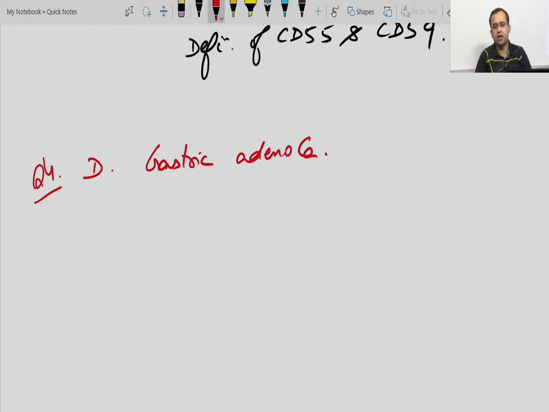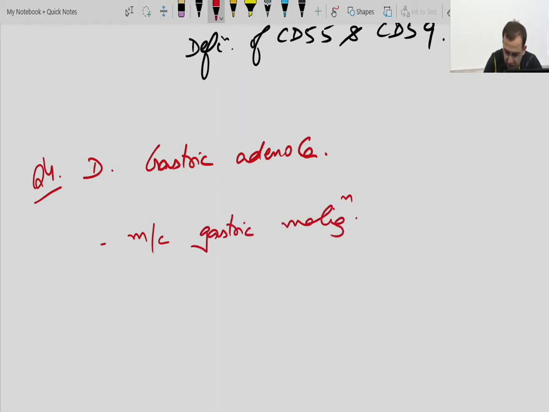So let us start with gastric adenocarcinomas. Firstly, they are the most common gastric malignancy. Next, there are numerous ways to classify them. So starting with the classification of gastric adenocarcinomas.